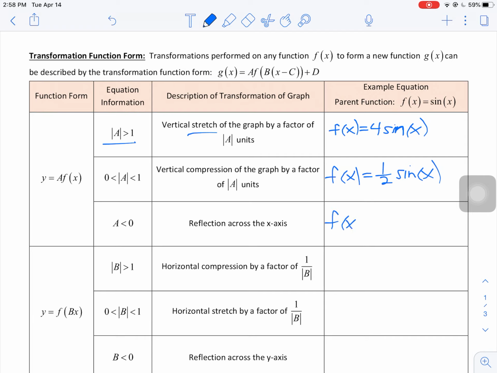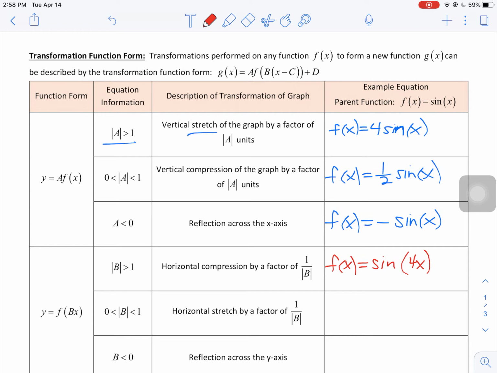Say we had a negative a value, so f of x equals negative sine x, that would be a reflection over the x-axis. The b value is in front of the x but inside the parentheses, and those are going to be your horizontal compressions and stretches. Everything's always backwards with the horizontal transformations. So if b is greater than 1, that's actually going to be a horizontal compression. So something like this. F of x equals sine of 4x.